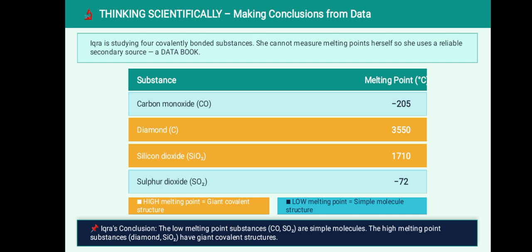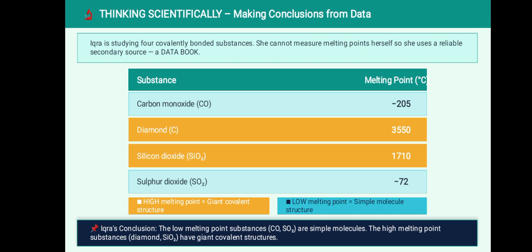So the data she finds over there is: carbon monoxide at minus 205 degrees Celsius, diamond melts at 3550 degrees Celsius, silicon dioxide melting point is 1710 degrees Celsius, while sulfur dioxide has a melting point of minus 72 degrees Celsius. So from this data, Ikra draws a conclusion.